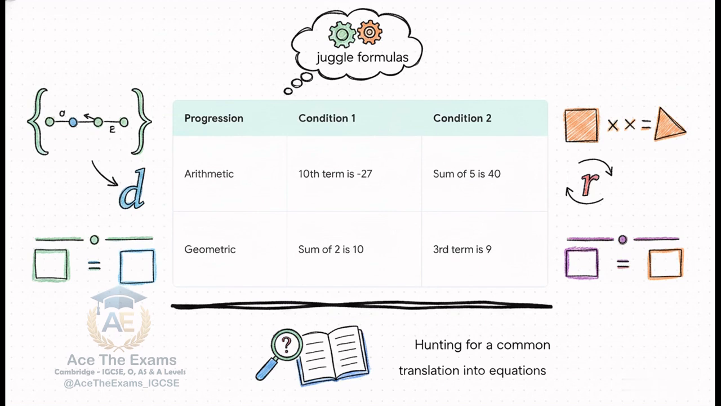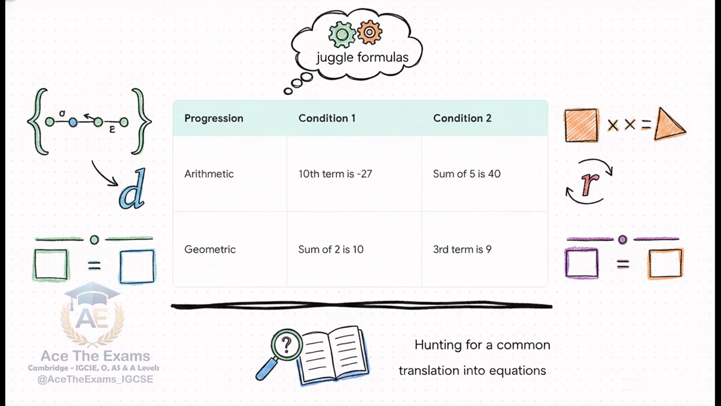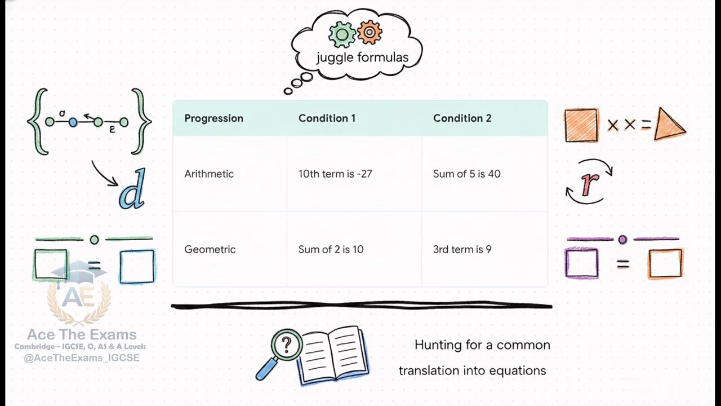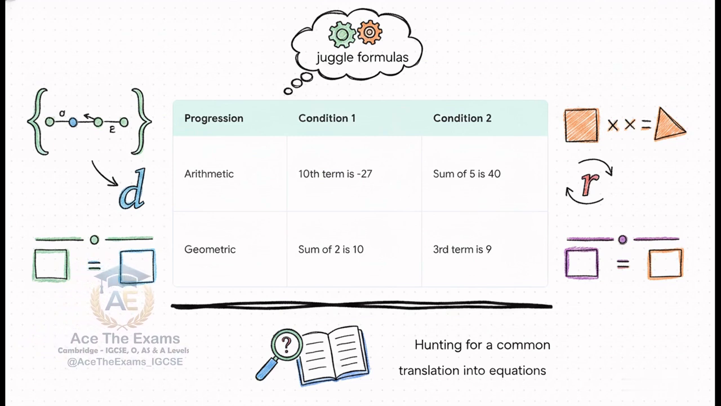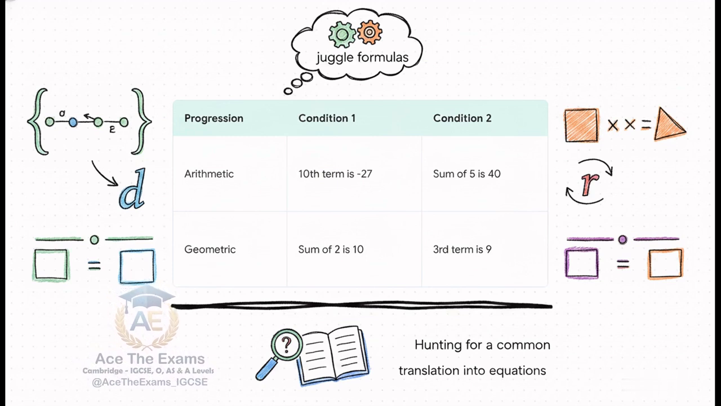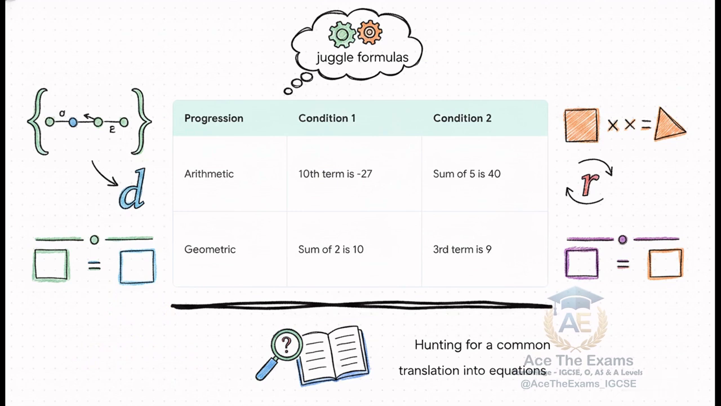We're told the 10th term is -27, and the sum of the first 5 terms is 40. With arithmetic, you're dealing with common differences. It's linear. But on the right, we have a geometric progression, where the sum of the first 2 is 10, and the third term is 9. Over here, you're hunting for a common ratio. It's exponential. The ultimate strategy for both? Translation. You need to immediately convert that English text into 2 simultaneous algebraic equations based directly on your sequence formulas.